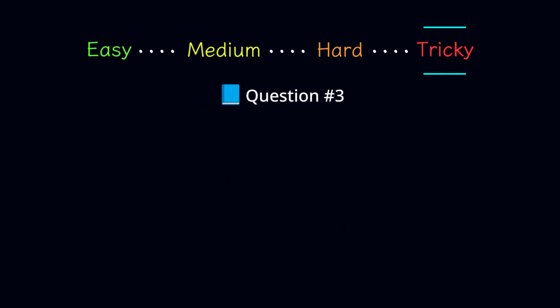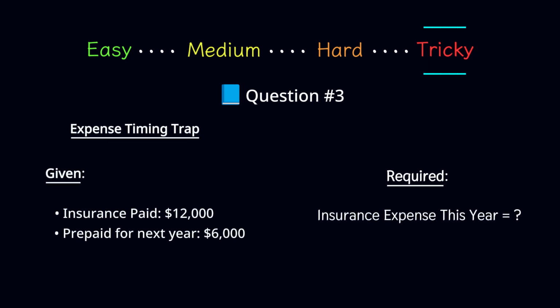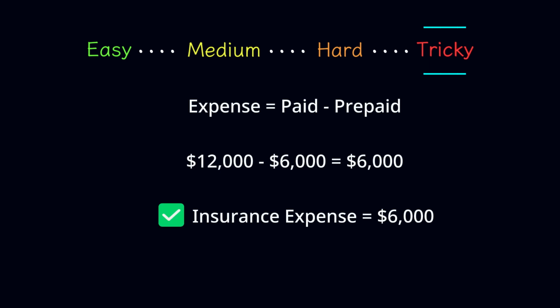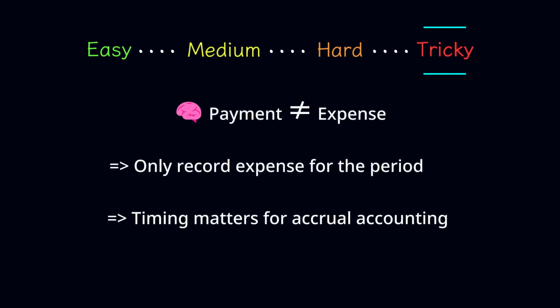Now let's go to trap question 3, expense timing. A company paid $12,000 in insurance this year, but $6,000 of that relates to next year. The question asks, what is insurance expense this year? Only expense what belongs to the current period. So we take $12,000 paid, subtract $6,000 prepaid. That leaves $6,000 of insurance expense. And here's the reminder that professors love to test. Payment does not equal expense. Timing matters.